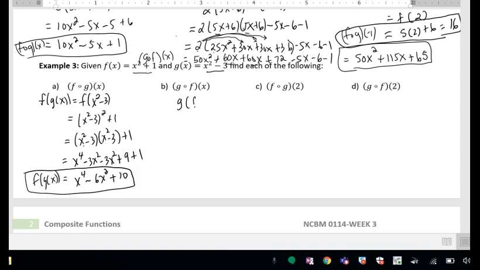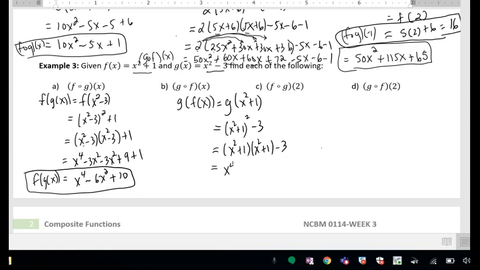And then g composed of f of x. Wherever I see an f of x, I'm going to substitute, let me write it here. f of x is going to be x squared plus 1. So now I'm going to take the x squared plus 1 and plug it in for all my x's in the function g. So we get (x squared plus 1) squared minus 3. So we have (x squared plus 1) times (x squared plus 1) minus 3.